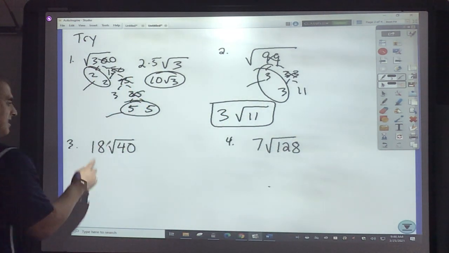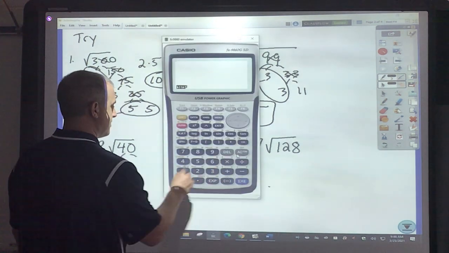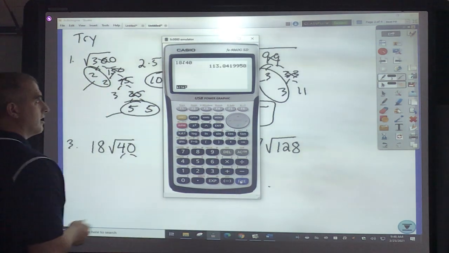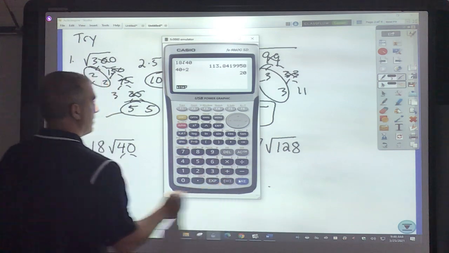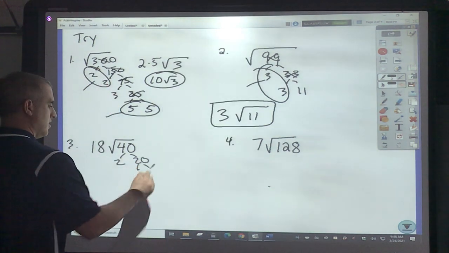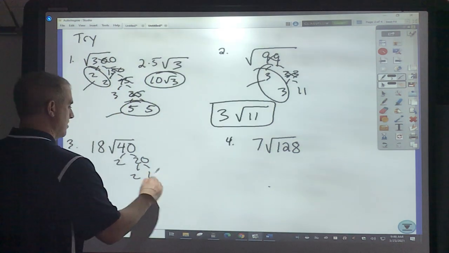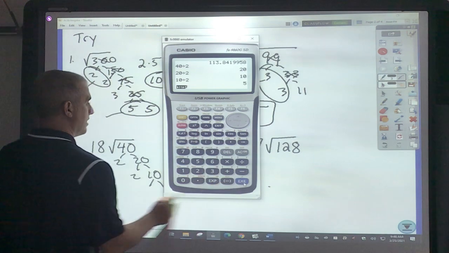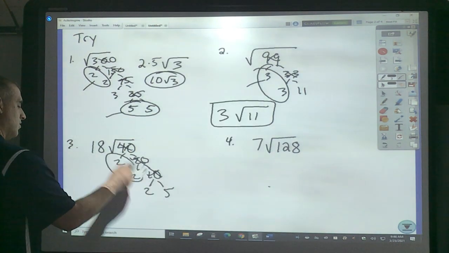Okay? So I got this 40. I'm going to break down 40. Let's type that in just to double check. That doesn't work. Okay? All right, so 40. 40 divided by 2 is 20, so 2 and 20. 20 divided by 2, 2 and 10. 10 divided by 2, 2 and 5. Okay? Cross off the double branches, circle my pair.